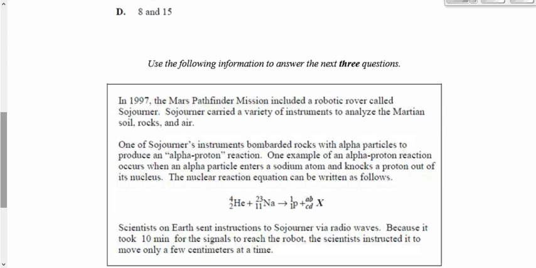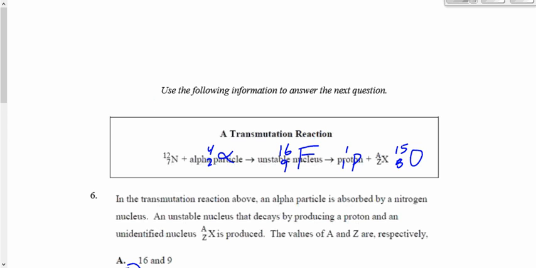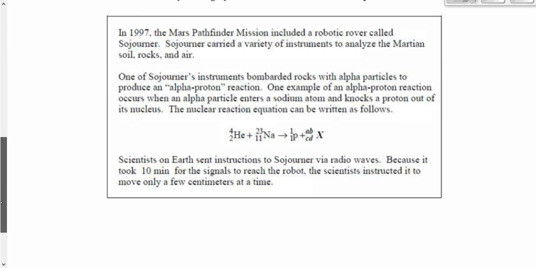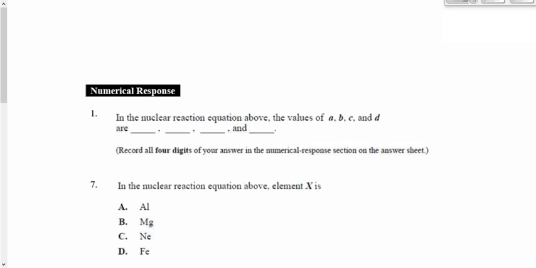Next one, 3 questions, talks about this Mars Pathfinder mission. And then it's got some information that, of course, you're going to read, you're going to skim through, and then you're going to read the question and look at it in more detail. Question number 1 says, in the nuclear reaction above, what are the values of A, B, C, and D? That should be pretty straightforward to us. We say 4 plus 23 is 27, 1 plus 26 is 27. 2 plus 11 is 13, 1 plus 12 is 13. So my numbers A, B, C, and D would be 2, 6, 1, 12.